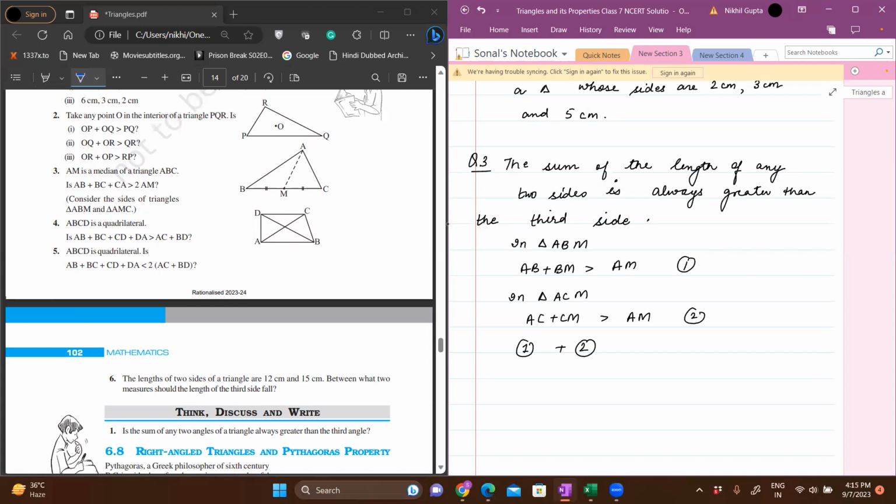Whenever we are adding the equations, we'll just add the left hand side to the left hand side, right hand side to the right hand side. So this will be AB plus BM plus AC plus CM is greater than AM plus AM, which is twice of AM. Now BM and CM if you add, that will be equal to BC. So you can just replace it: AB plus BC plus AC is greater than twice of AM. So hence it is verified. You can write down hence 2.